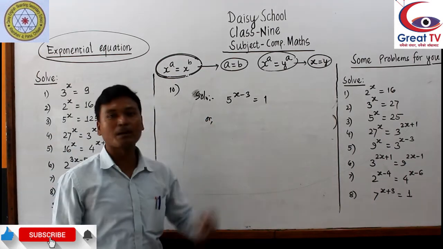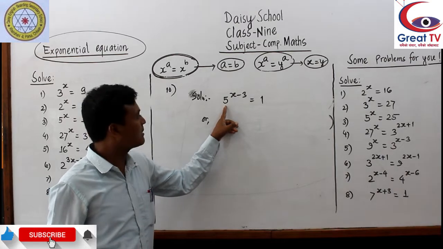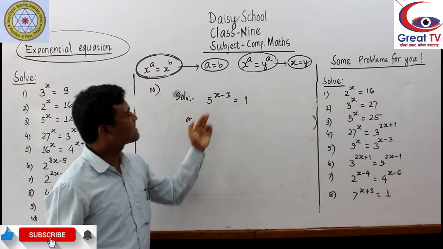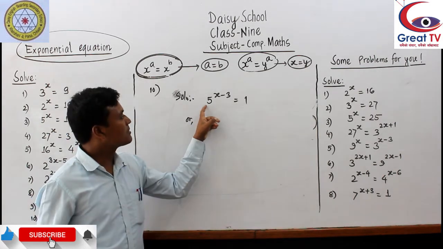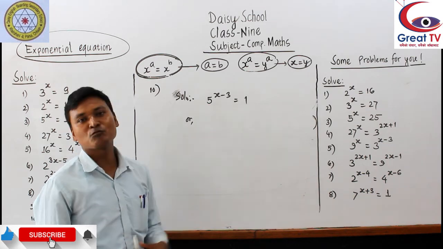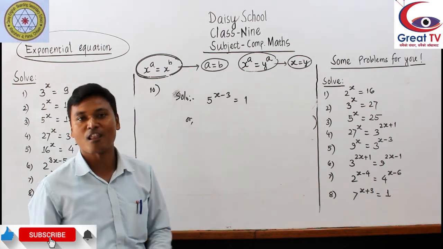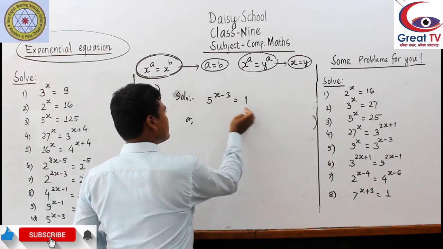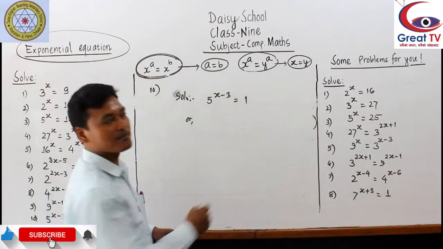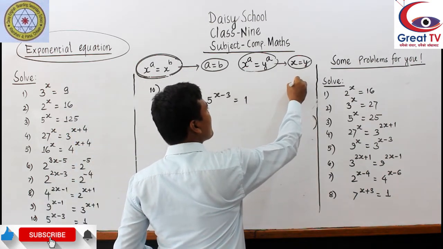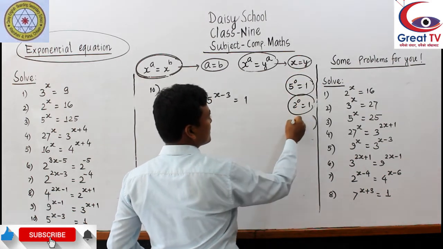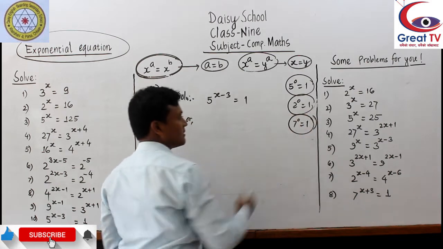1. Okay, just check the bases first. What is the base on the left side? 5. On the right side, 1. Are the bases the same? No. This is a very simple problem, my dear students, but you should know how to make equal bases. Here the base is 5, and on the right side we have the base 1. So let us make equal bases. Here is 1, so use one concept. You know very well 5 to the power 0 gives 1, 2 to the power 0 also gives 1, 7 to the power 0 also gives 1.